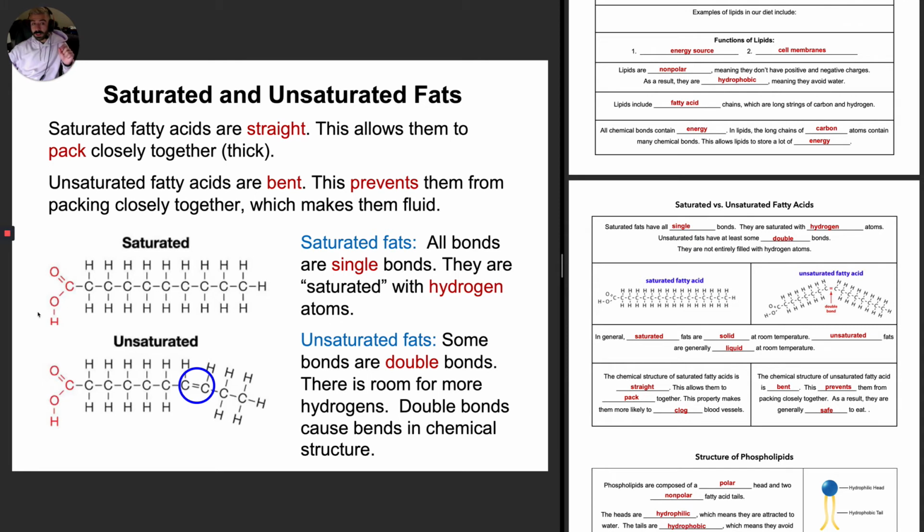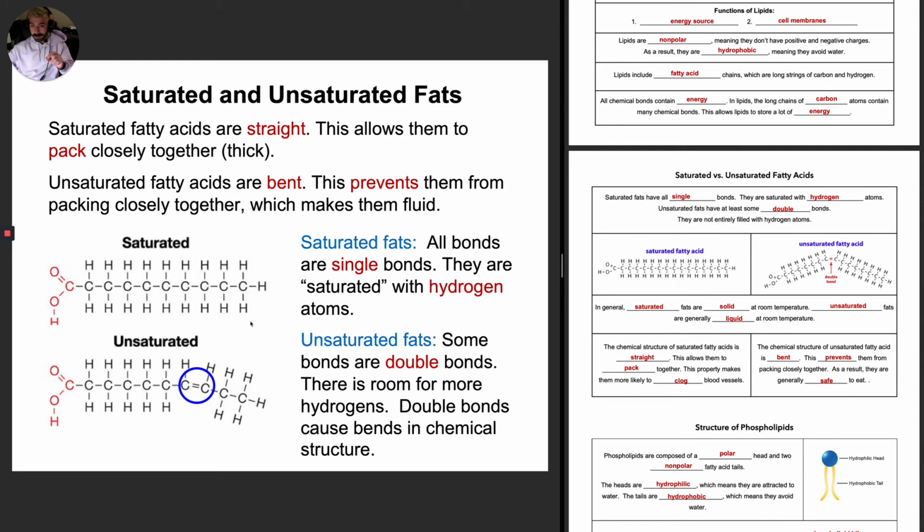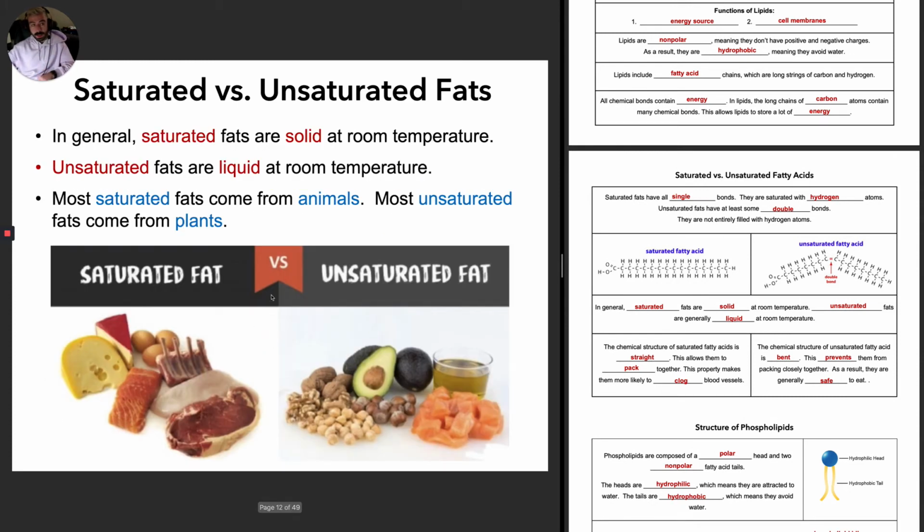Now remember that these are straight and these are bent. And so in general, fatty acids or saturated fats are solid at room temperature, and that's because they're straight, right? So if you have a bunch of straight things, they're easy enough to pack together. If you think about just some regular straws put into a box, easy enough to pack pretty closely together.